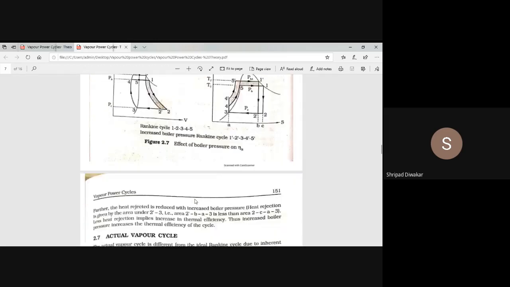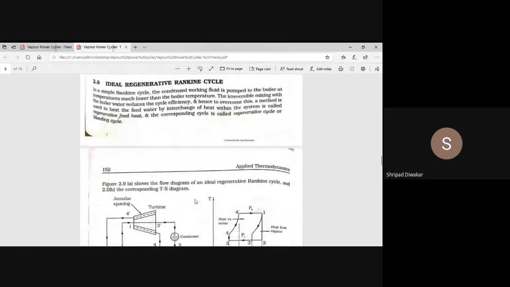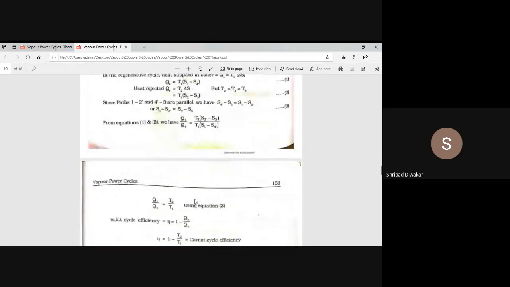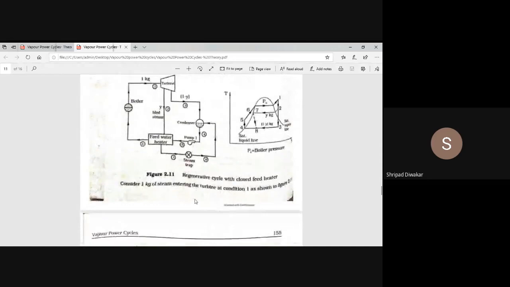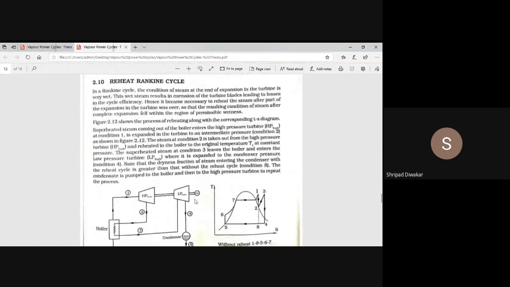Next part I'll explain the regenerative cycle or reheat cycle. I'll explain one more, the reheat cycle. As I said, by increasing the pressure we can increase the efficiency, and by decreasing the condenser pressure we can increase the efficiency. One more is there, the reheat Rankine cycle.